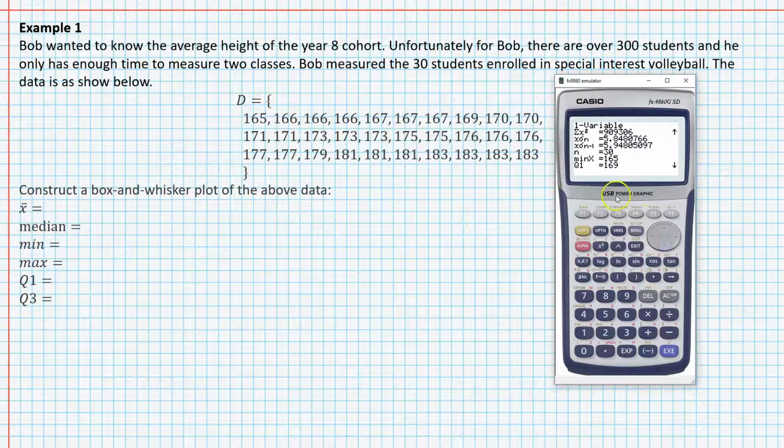Going down, the minimum value in our data set is equal to 165. Our Q1, which we don't know what it is yet, is equal to 169. Our median, in this case, is 174. Our Q3 is 179. I'll explain that later. And our maximum value is 183. Furthermore, the mode, the most occurring number, is 183 as well, so I didn't write that down here.